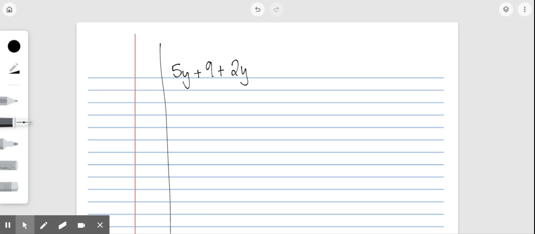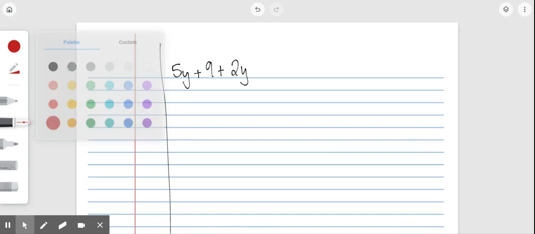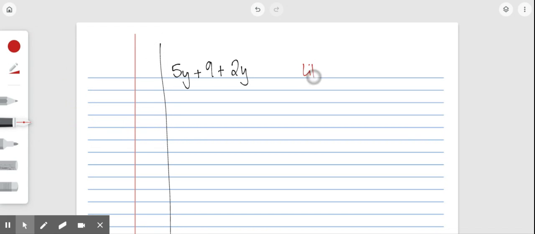All right, so we're getting progressively more difficult. This expression is 5y plus 9 plus 2y. I'm going to start by finding my like terms, just like I did the last time. I'm going to start with the very first one. I notice that there's a y on this 5. Which other term also has a y? The 2. So I've got 5y and 2y.